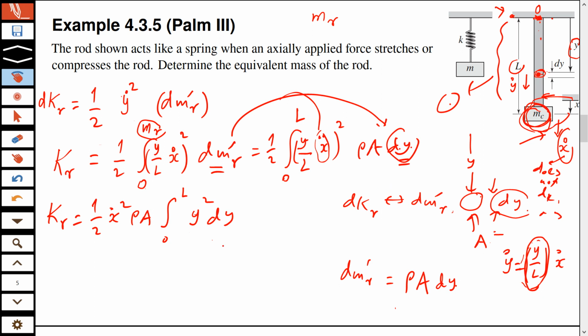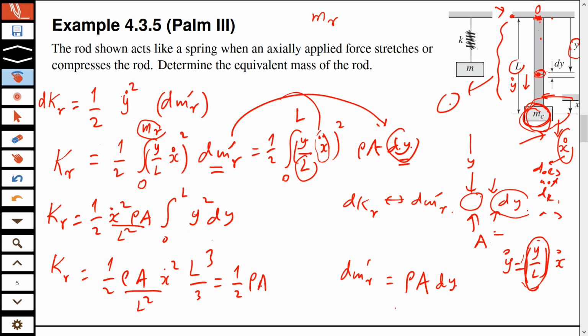Yeah, y squared dy. So if I now carry out this integration, I'll have half rho a x dot squared, and it's y cubed over 3, and if I put that limit, it will be L cubed over 3 because the lower limit is 0. And I think I forgot one thing, that this L squared in the denominator will also come out. Yeah, this L also had to come out in squared form. So you will have basically L squared. That L squared will cancel out with this L cube. So I'll be left with half rho a L x dot squared.